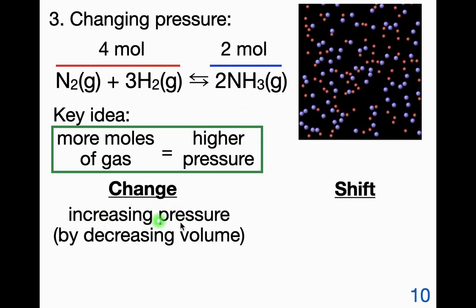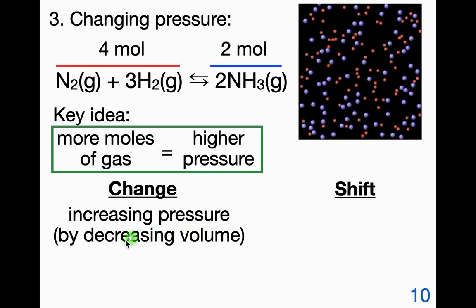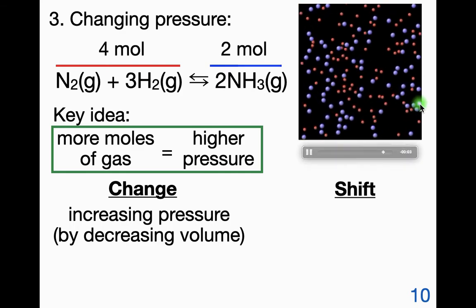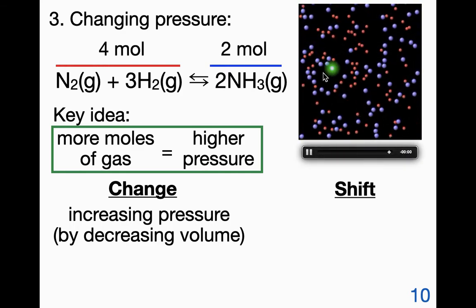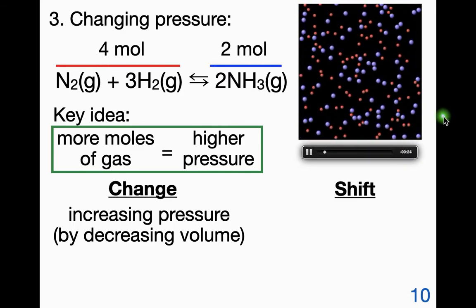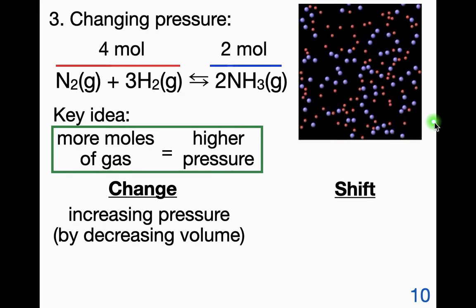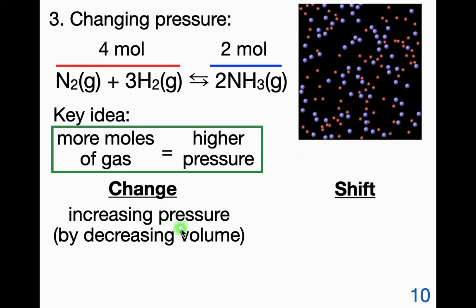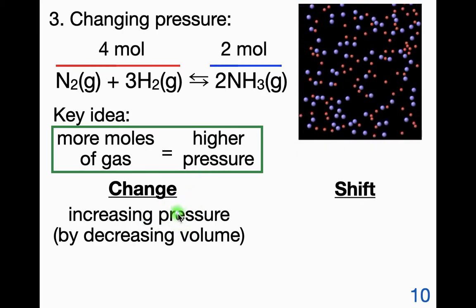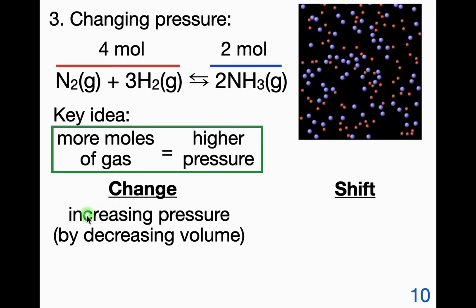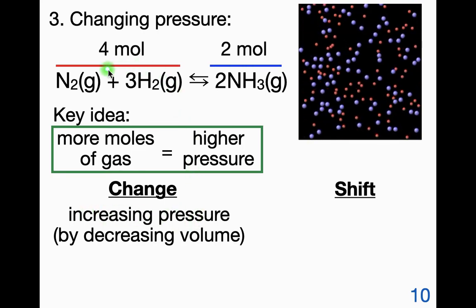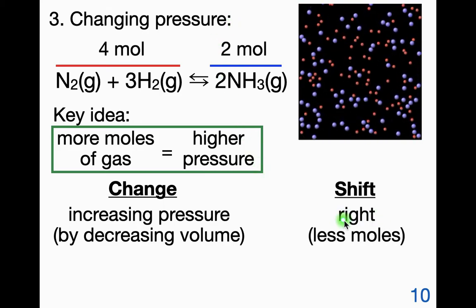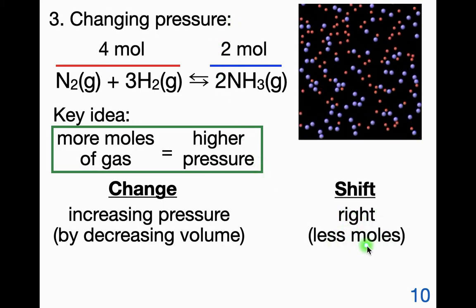if we increase the pressure, and the easiest way to think of that is by decreasing the volume, imagine I squeeze this container into a smaller volume but still have the same number of particles, the pressure would increase. Just like if you take a balloon and squeeze it, the pressure is going to increase. So in order to counter that change, we want it to shift so that we have fewer moles. So if we increase the pressure, the reaction is going to shift to the side that has fewer moles of gas, so it'll shift to the right.